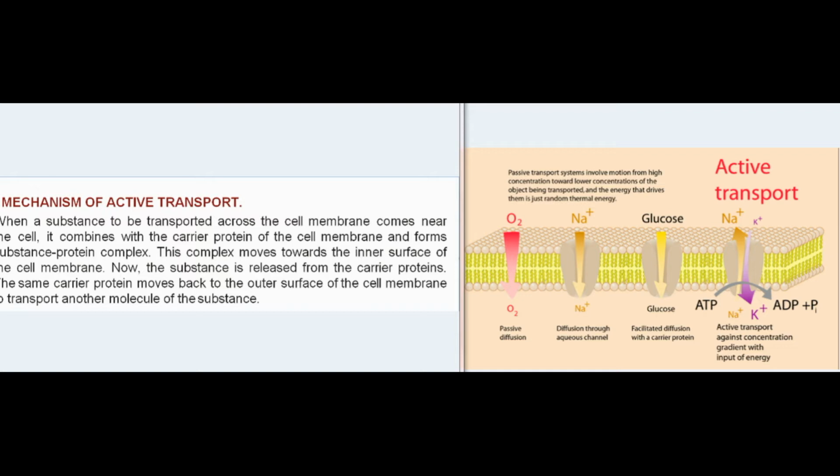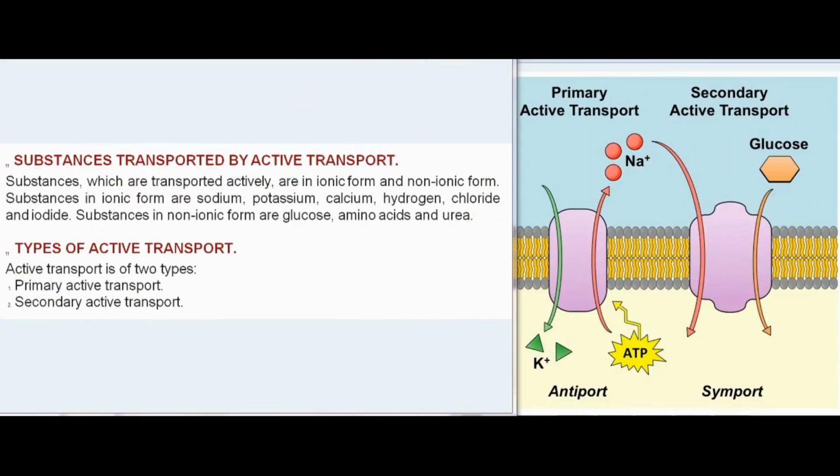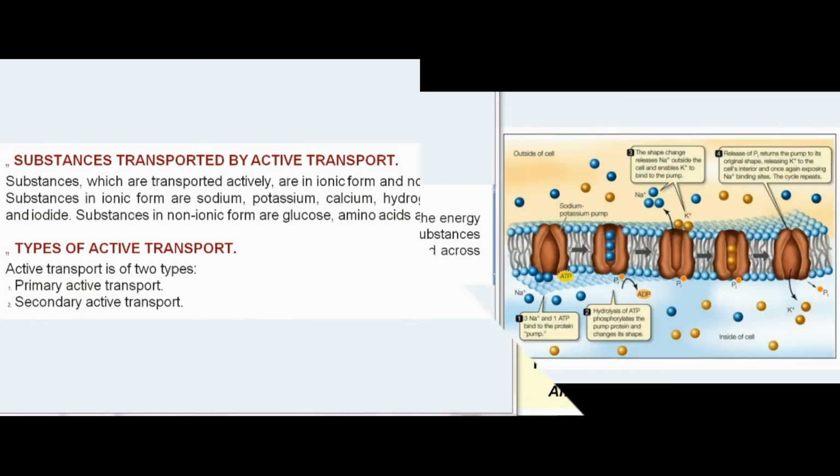Substances transported by active transport. Substances which are transported actively are in ionic form and non-ionic form. Substances in ionic form are sodium, potassium, calcium, hydrogen, chloride and iodide. Substances in non-ionic form are glucose, amino acids, and urea. Types of active transport. Active transport is of two types: primary active transport and secondary active transport.